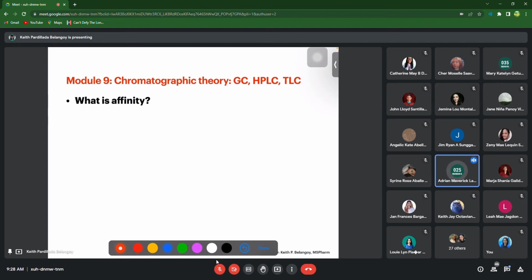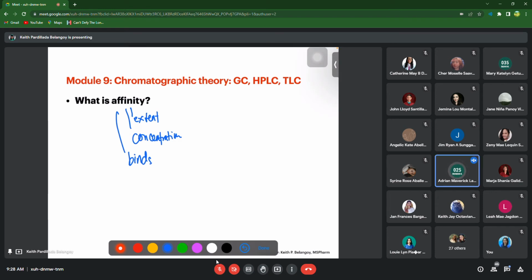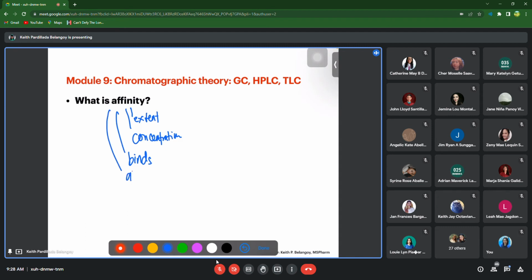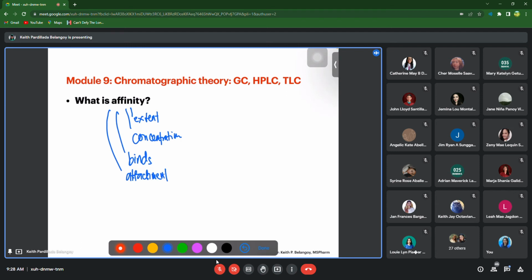Affinity is the extent or proportion to which a drug binds to receptors at any given drug concentration. The firmness with which the drug attaches to the receptor is referred to as affinity. So you could also say that there is attachment. Do you agree, Bargamento? Is there anything you would like to add? Maybe you have an example?